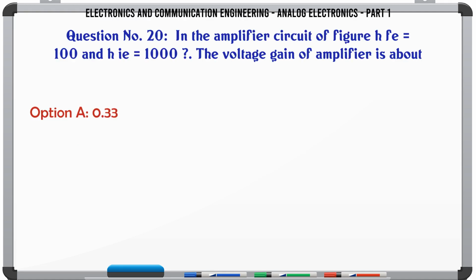In the amplifier circuit of figure, hFE 100 and hIE 1000, the voltage gain of the amplifier is about A. 0.33, B. 0.5, C. 0.66, D. 1. The correct answer is 1.